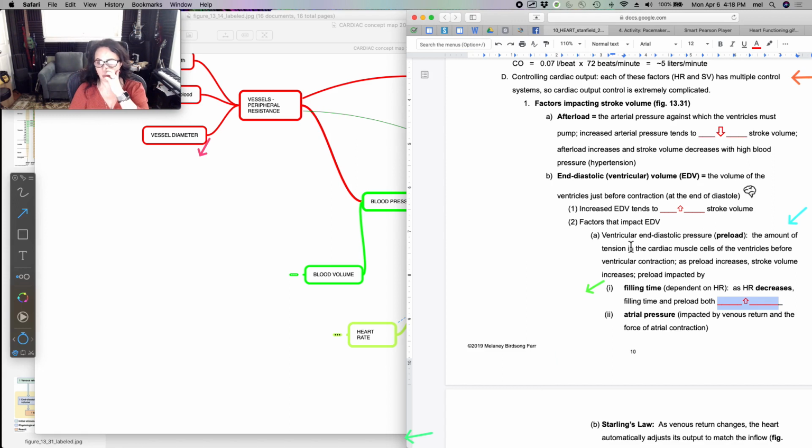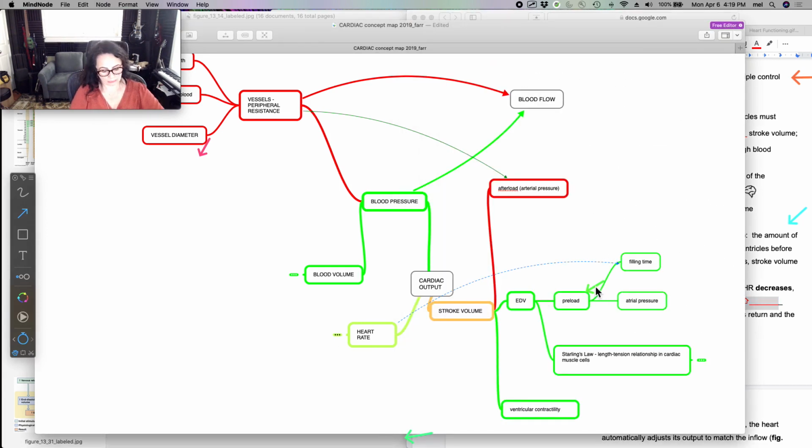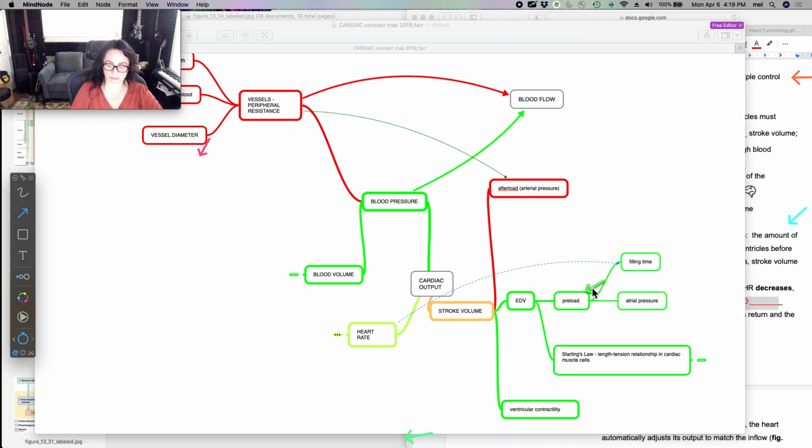Remember what our preload was? The amount of tension in the cardiac muscle cells of the ventricles, how full they are before contraction. And if you drop how full they are before contraction, then you are going to drop the end diastolic ventricular volume, right? And when you drop EDV, you drop stroke volume. And so my stroke volume falls by about 20% really quickly.